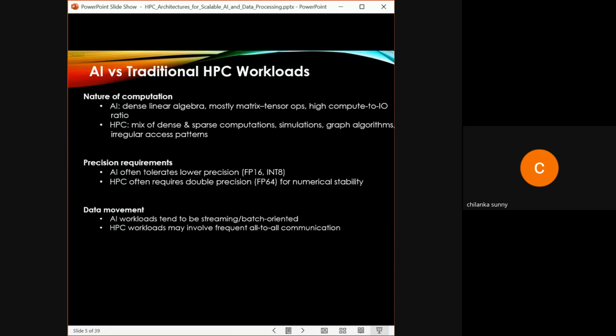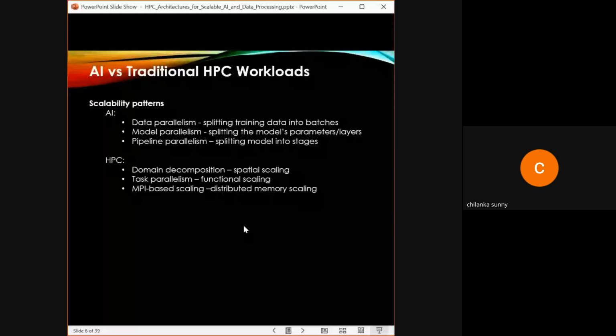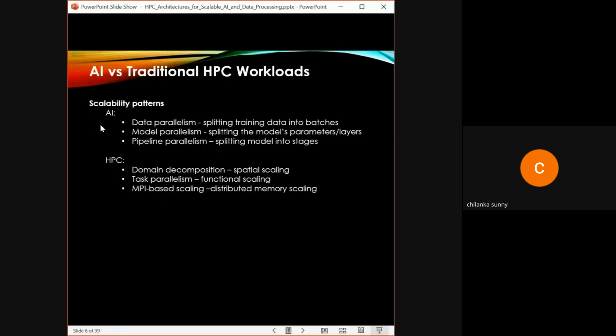AI workloads can be more of a streaming or batch-oriented nature, whereas HPC workloads may require frequent all-to-all communication between nodes. And the most important difference here is in the scalability pattern. In AI, scalability comes in the fashion of data parallelism, model parallelism, and pipeline parallelism. Let's see each of these in detail.